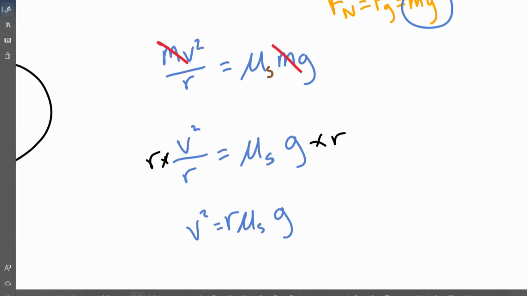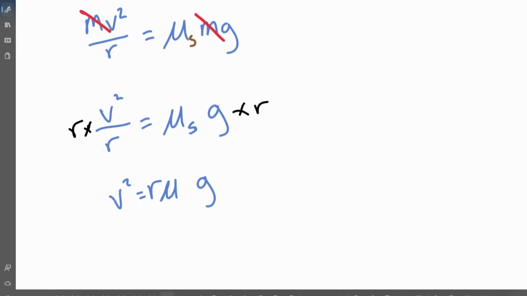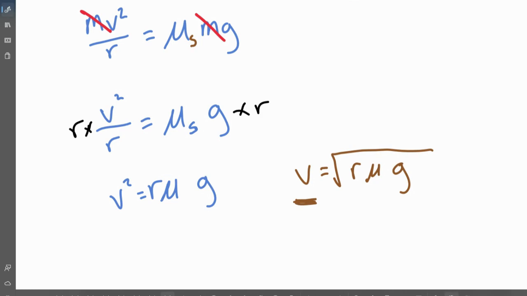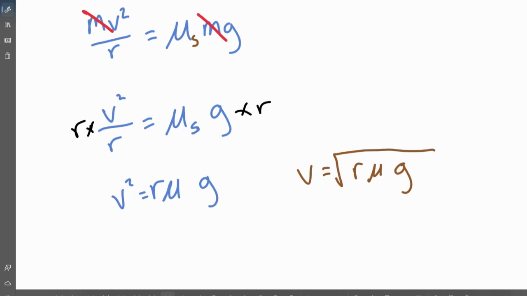I'll stop writing mu static for a moment. I just want to take a slight aside here. If we ever want to find the velocity that a car can turn a corner of some radius r with some coefficient of friction mu on some planet with gravity g, you find the maximum velocity it can take that corner under a square root: the square root of r mu g.